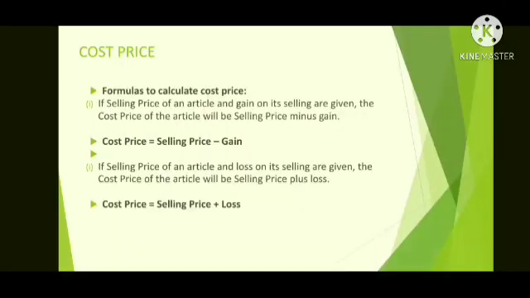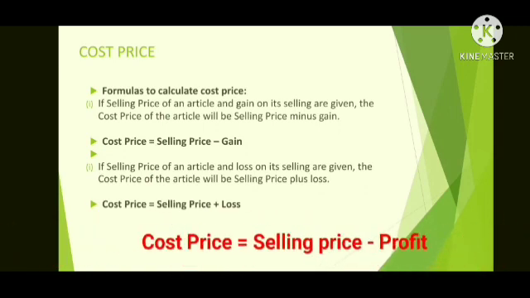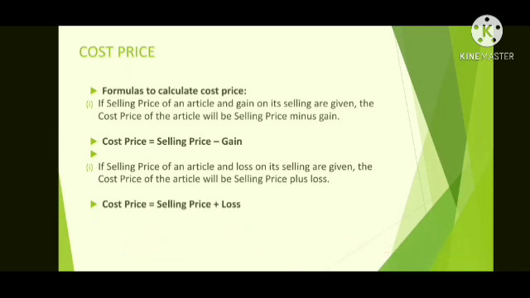So, let's proceed to cost price. So, the formulas to calculate cost price. So, we have two conditions to be followed. So, condition number 1, if selling price of an article or the item or product, tinatawag din natin siyang article, and gain on its selling are given. So, pag sa problem, given tayo ng article or ng cost of the product or yung selling price ng product, and then given tayo ng gain ng product or yung profit ng product, the cost price of the article will be selling price minus gain. So yung formula niya is cost price equals selling price minus gain, or we can also state this as cost price equals selling price minus the profit or yung kita. Gain means kita, ayan class.